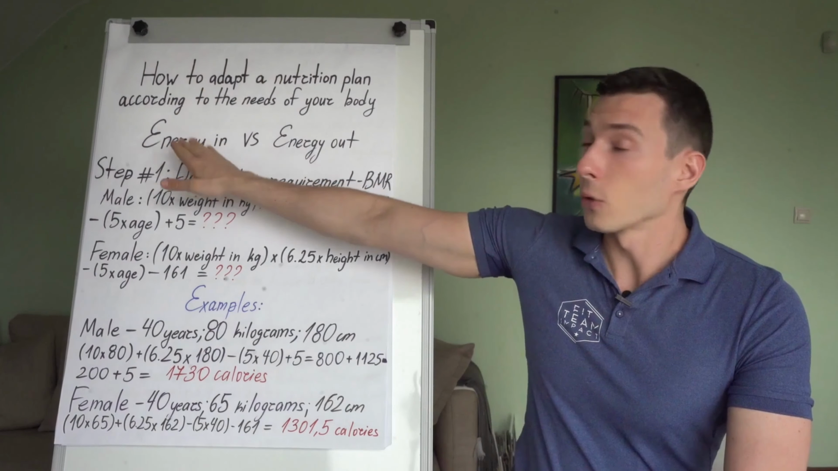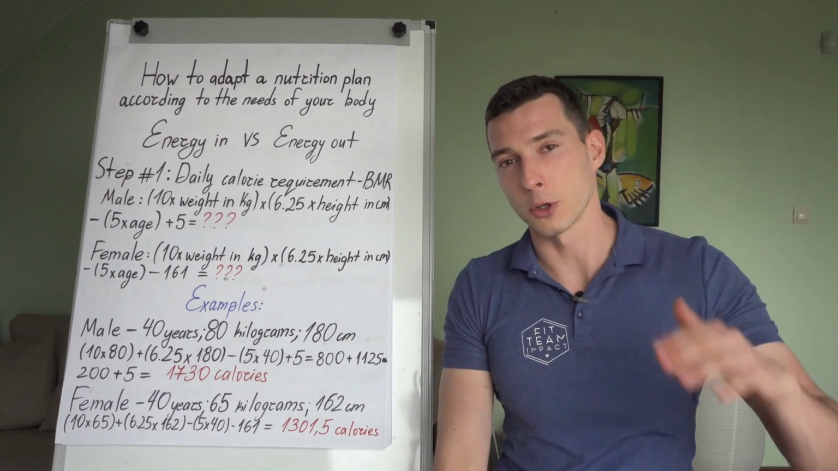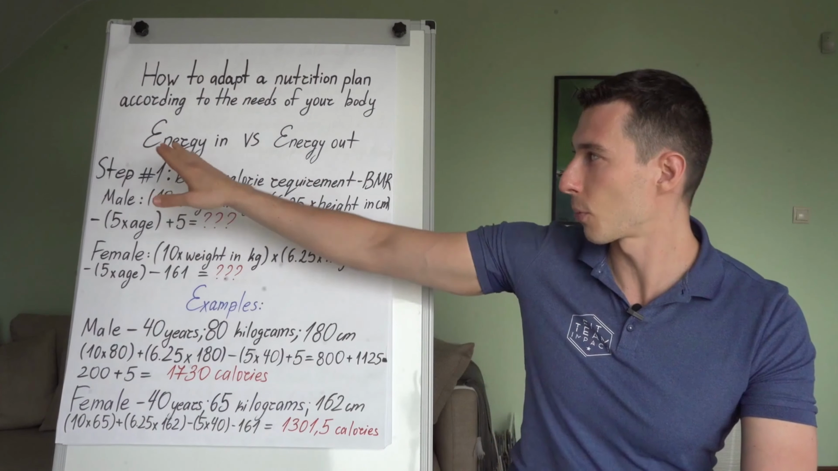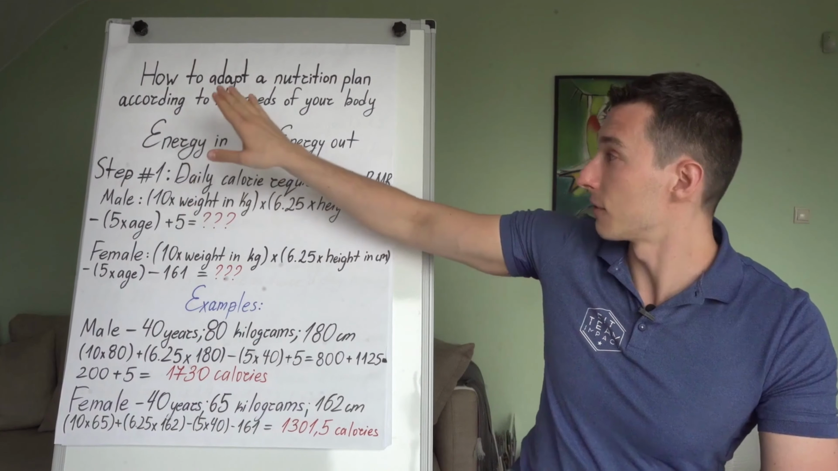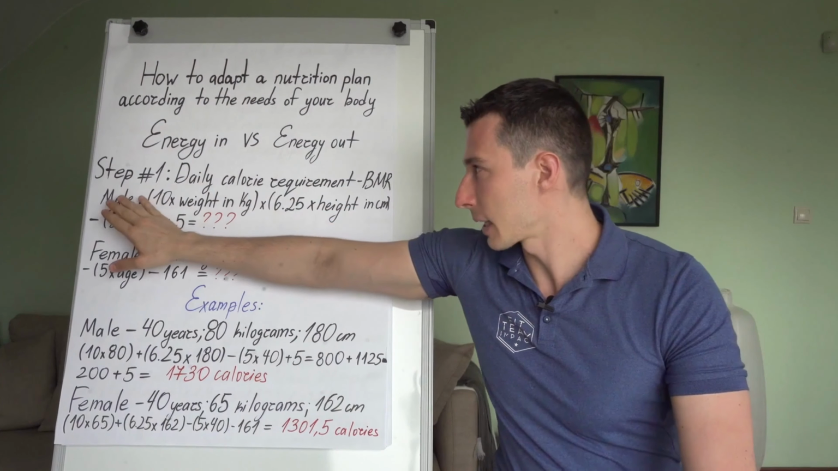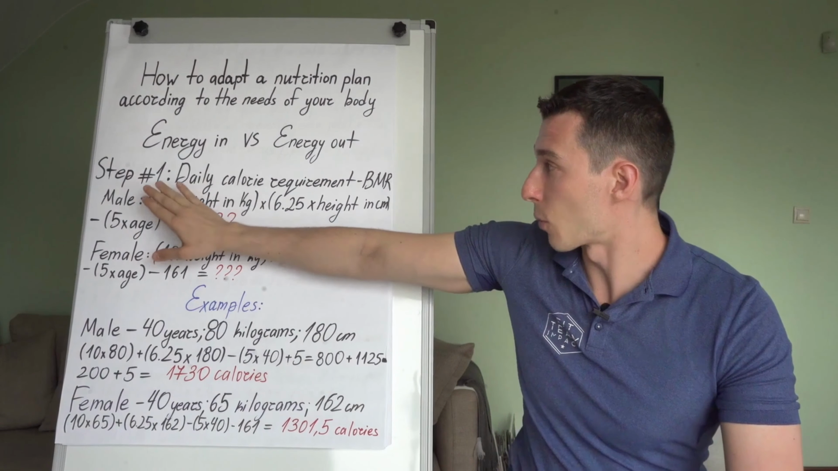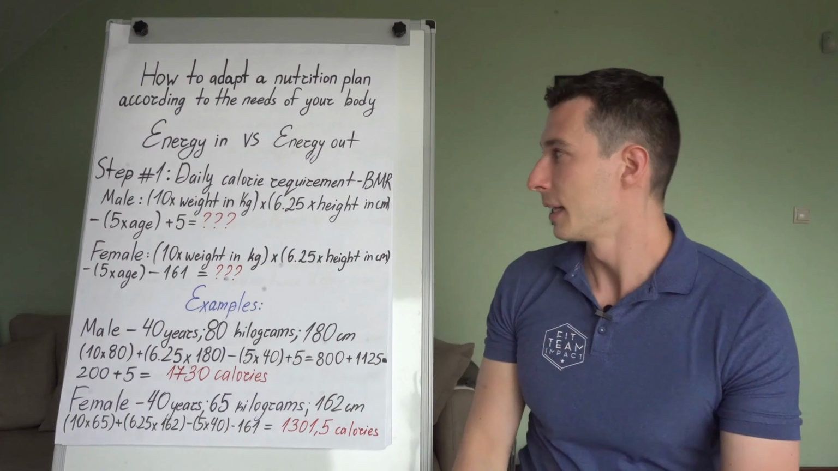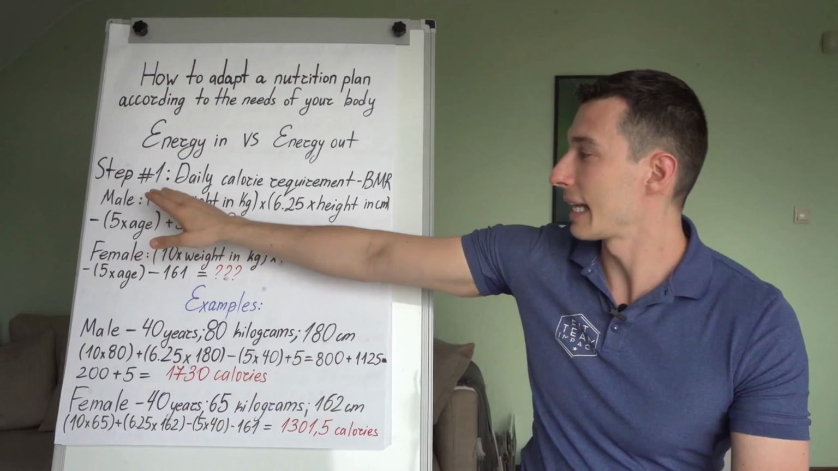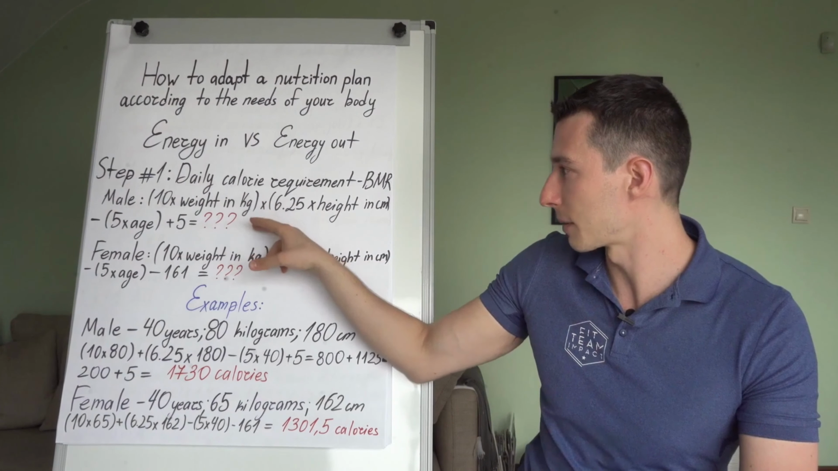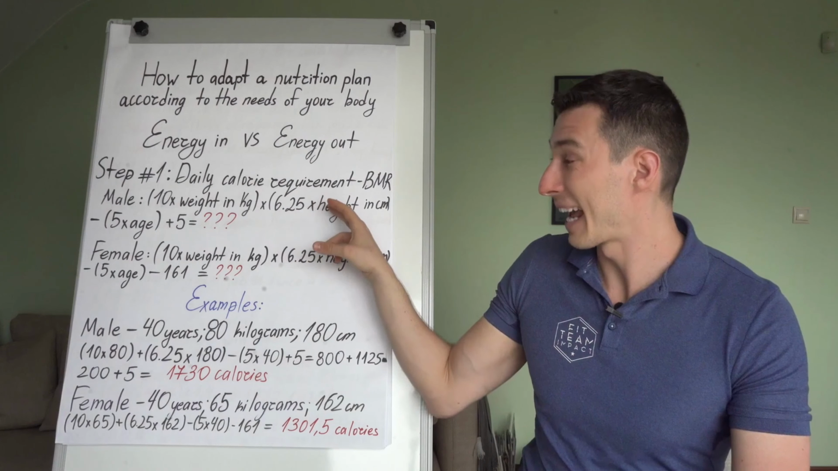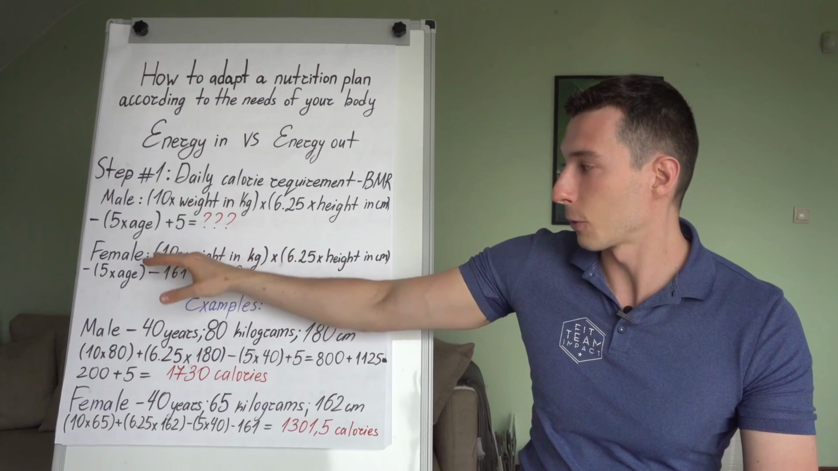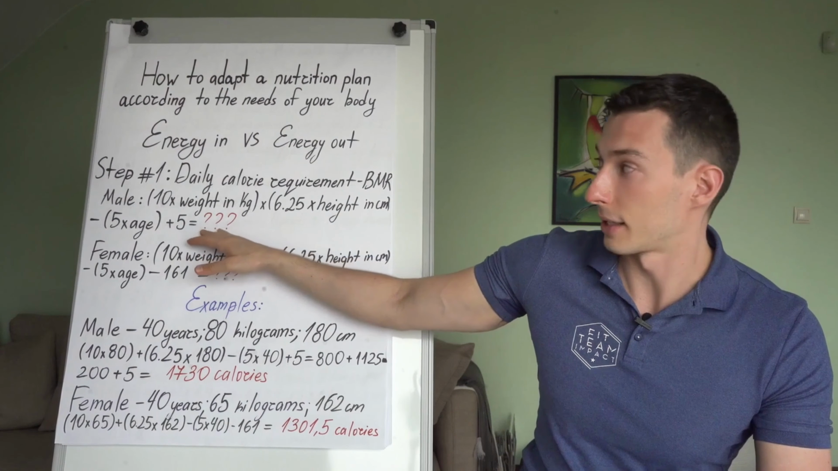So as I said, all that matters when it comes to gaining weight or losing weight is not the quality of the food. This is of course a factor, but the most important factor is energy in versus energy out. Now, to calculate that, we have to start with step one, which is the daily calorie requirement, or the basal metabolic rate of our body. The formula for men is 10 times the weight in kilograms, plus 6.25 multiplied by the height in centimeters, minus 5 times the age, plus 5, and that will give us the basal metabolic rate for men.